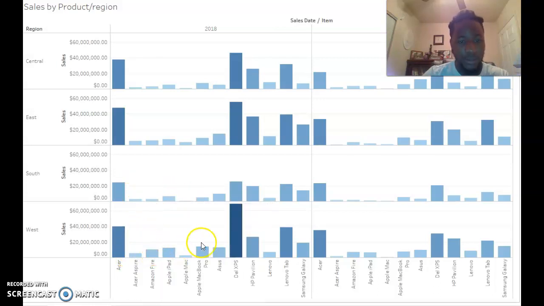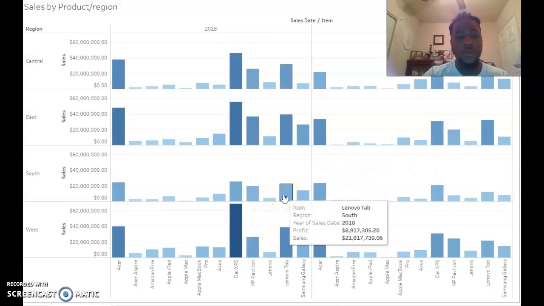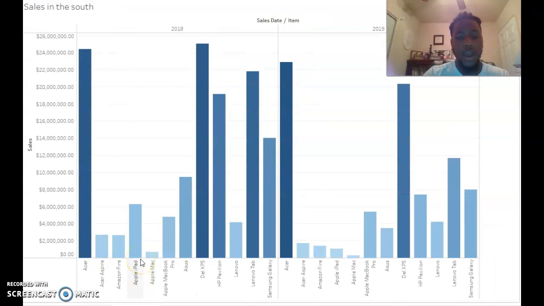In the West, some of them aren't doing as well, but for the most part, the bars seem to be the lowest in the South. So this is where I decided to focus my attention. And looking at the South, you can see that nothing really breaks the 26 million marker over the 2-year period. And in fact, over the next year, from 2018 to 2019, sales actually decreased overall.